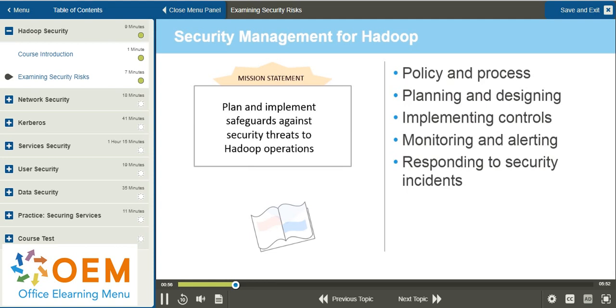In this course, we will discuss some amount of security policy and process, but I will focus on the strategy for planning, designing, and implementing security for a Hadoop cluster. I will also add a few topics about monitoring and alerting for security incidents.